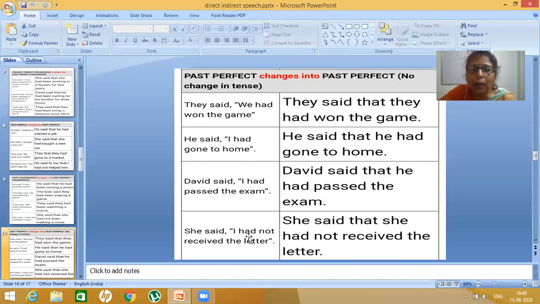Okay, she said, "I had not received the letter." She said that she had not received the letter. So for past perfect, there won't be any change when you are changing a sentence from direct speech in past perfect. There won't be any change in the tense. It will be written in the past perfect only.